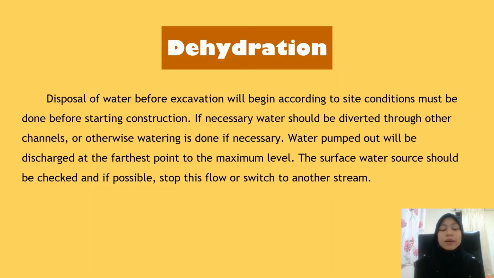Disposal of water before excavation begins, according to site condition, must be done before starting the construction. If necessary, water should be diverted through other channels or otherwise dewatering is done. Water pumped out will be discharged at the farthest point to the maximum level. The surface water source should be checked and, if possible, this flow stopped or switched to another stream.